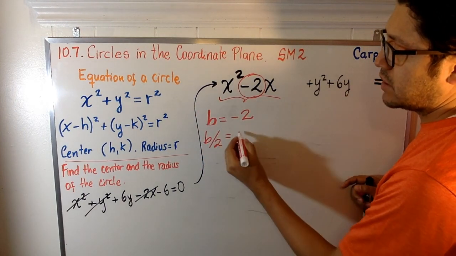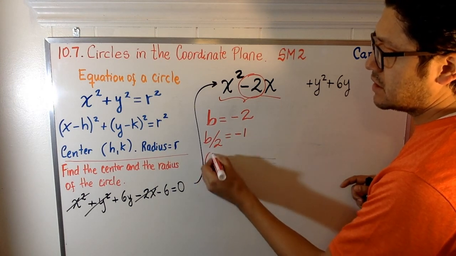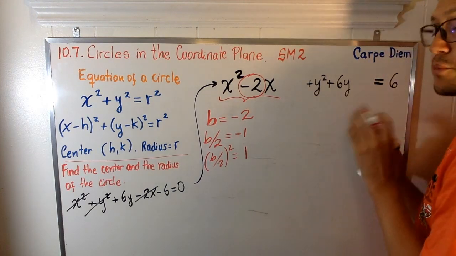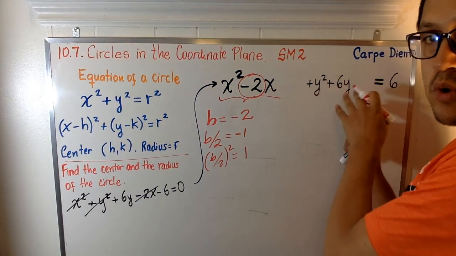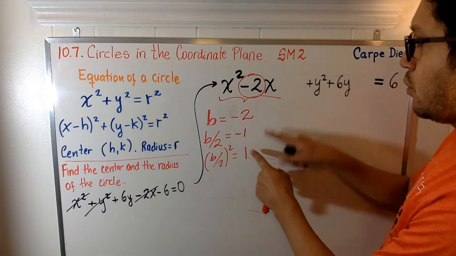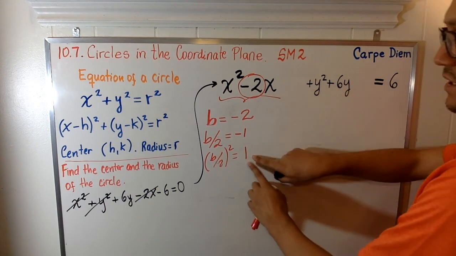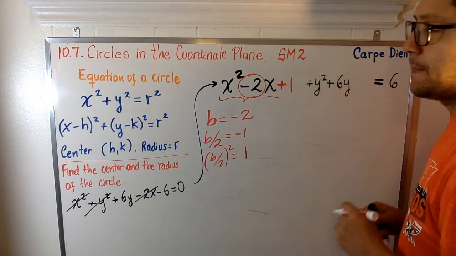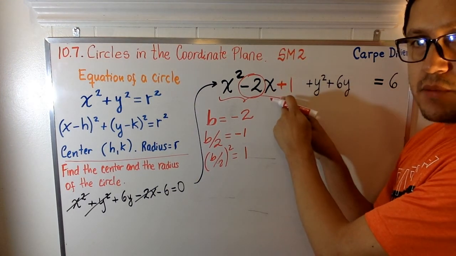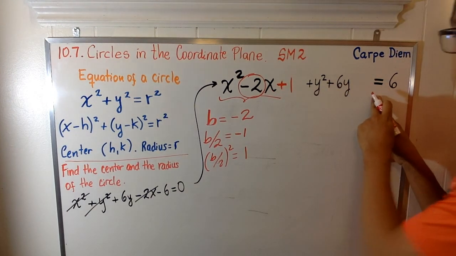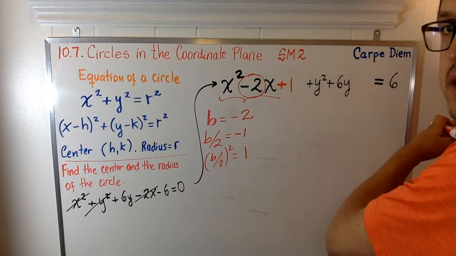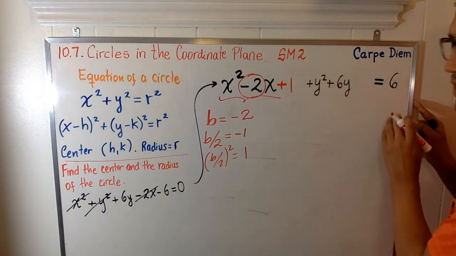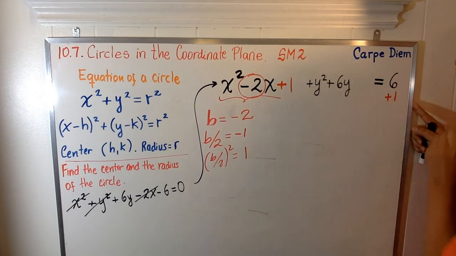B halves is negative 1, and then b half squared is 1. And I'm going to do the same thing here in a moment, but this means that what I need to add here is this one. So I'm going to add it, plus 1. Remember that every time you add something on the left side of the equal sign, you have to add it on the right side as well to keep the balance of the equation. So since I don't have a lot of space in here, I'm going to write it here, plus 1.